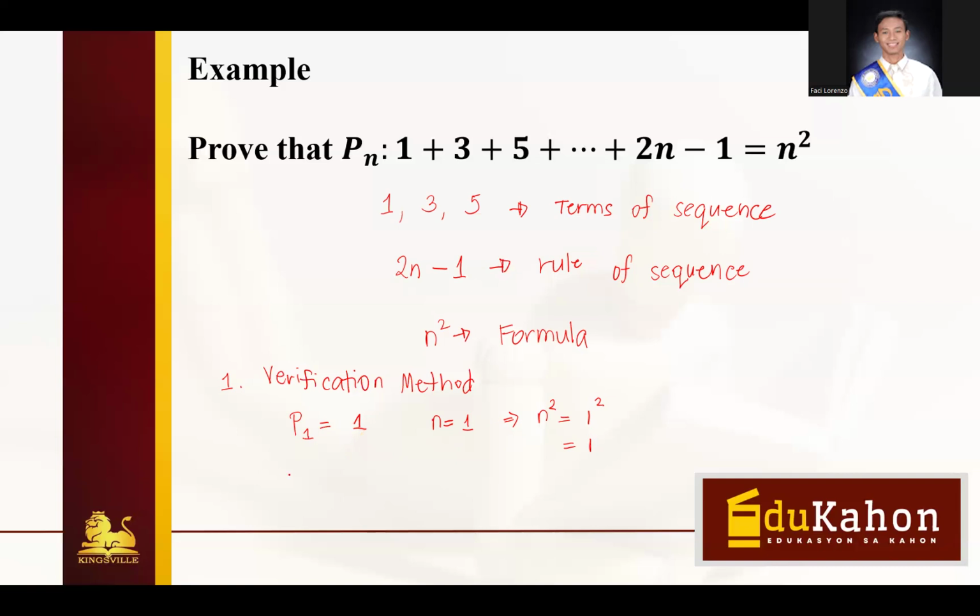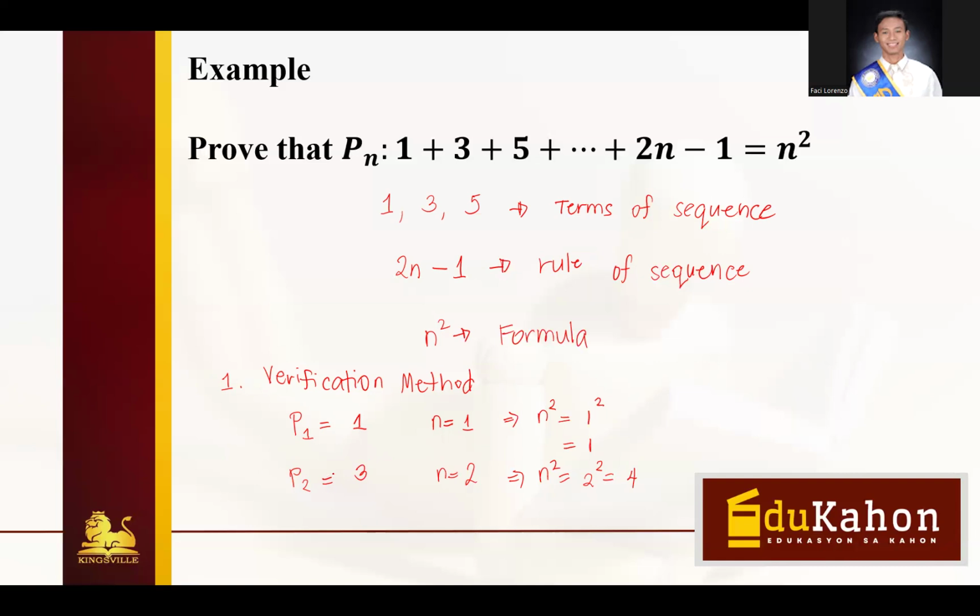Okay, what if we have the second term, which is p sub 2? So p sub 2 is your second term, and the value of your second term is 3. Okay? So now, the value of n here is 2 because we are talking about your second term. Then if we get the value of n squared, substituting n is equal to 2 to n squared, we have n squared is equal to 2 squared. But also notice that 2 squared is just equal to 4.